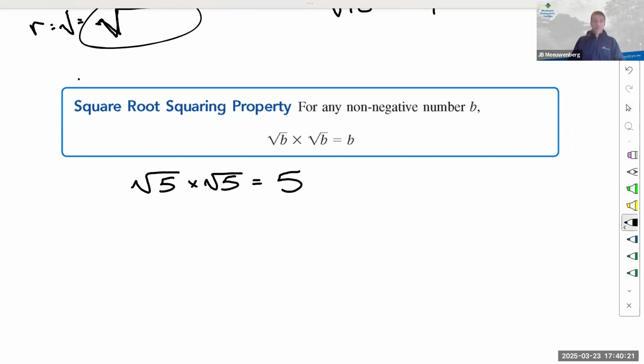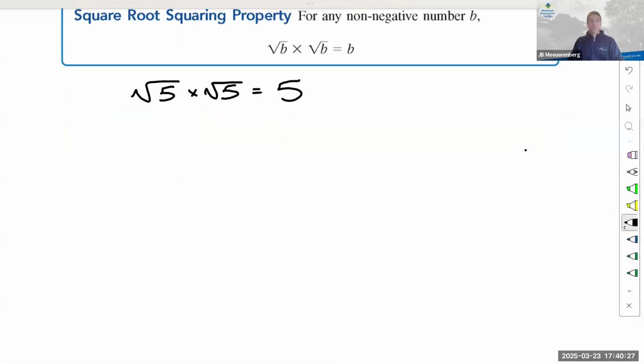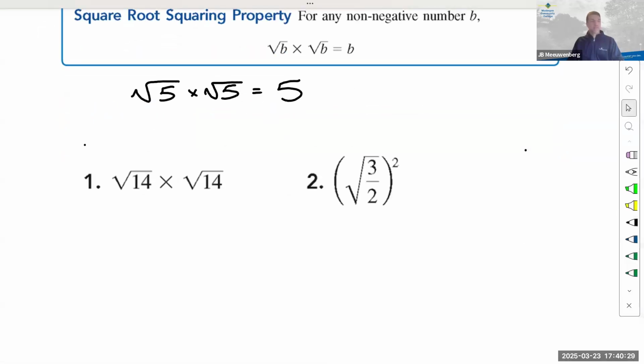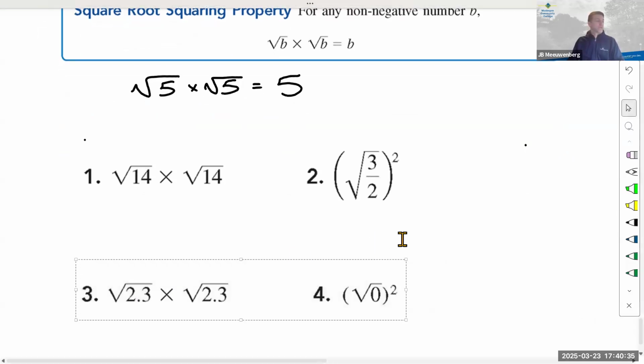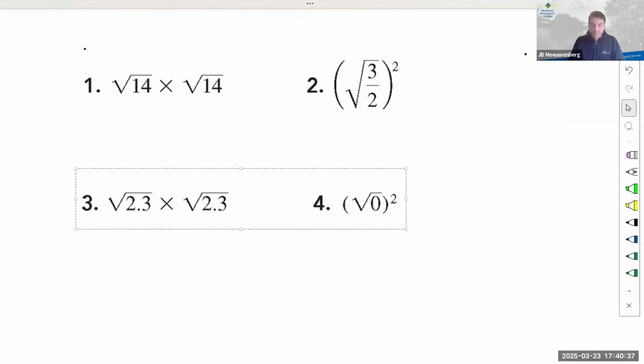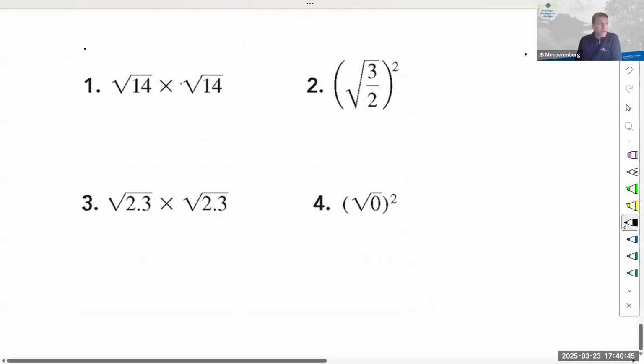So let's use that property to calculate some of our own. So we will do this, and we will also do this. Take a moment and try those on your own. So in the first one, we see the square root of 14, or radical 14 times radical 14. Multiplying two identical square roots together yields the number that was inside that. Square root of 14 times the square root of 14 is 14.